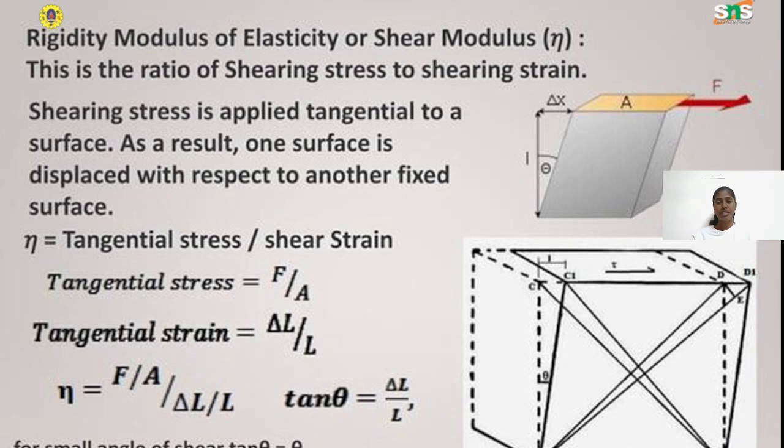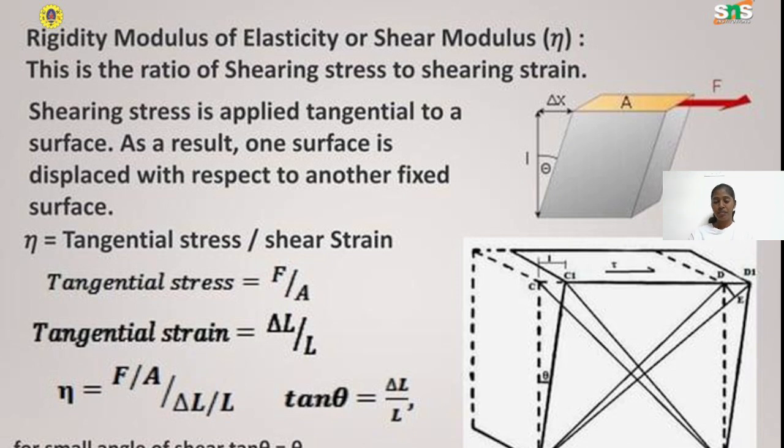Young's modulus is the ratio between the longitudinal stress and the longitudinal strain. Bulk modulus is the ratio between the volume stress and the volume strain, where the stress is applied normal to the surface. Rigidity modulus is the shearing stress to the shearing strain.